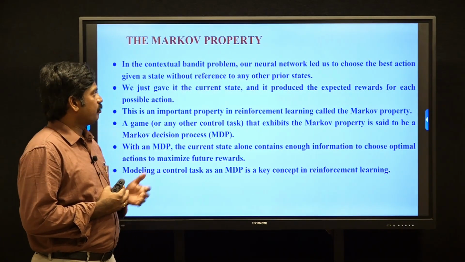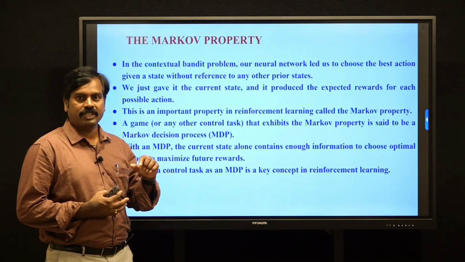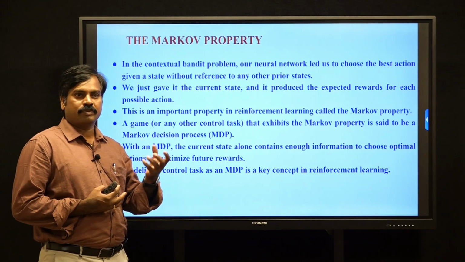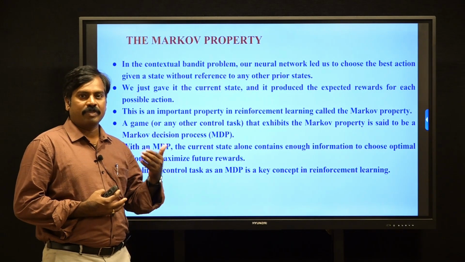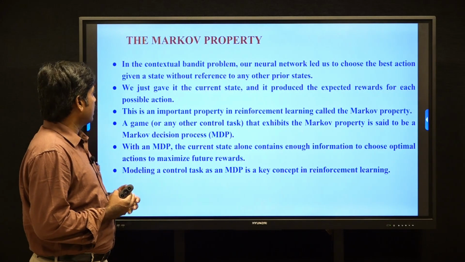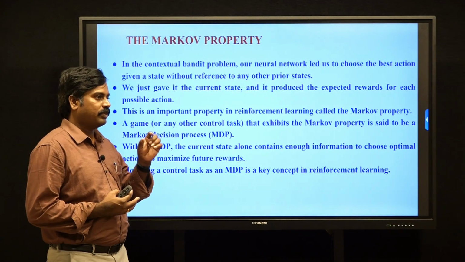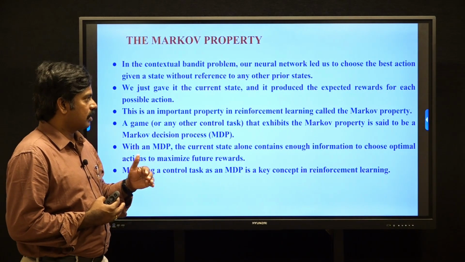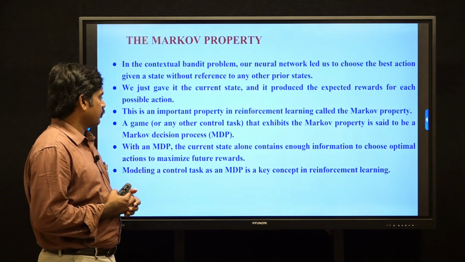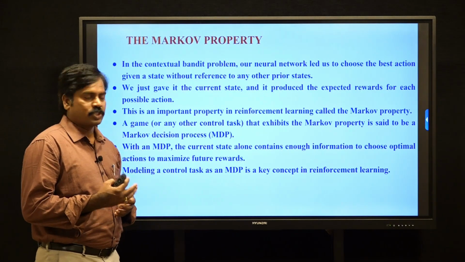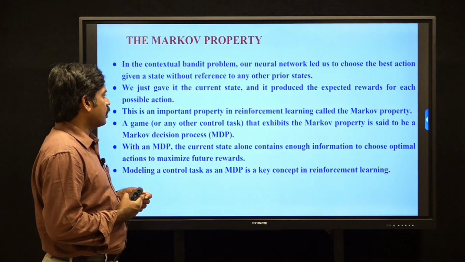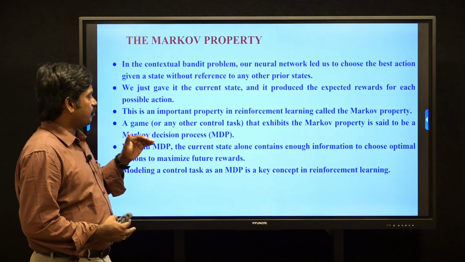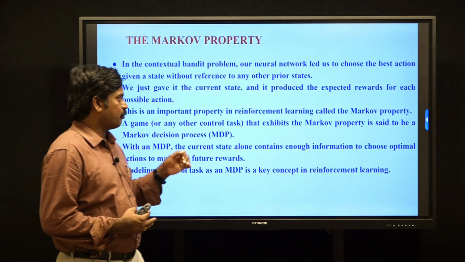In the contextual bandit problem, we consider the present situation of the state, only the current situation of the state. Based on the current situation of the state, we select the optimized action to get the best reward. That situation, that process, is called the Markov property. The Markov property is very important in reinforcement learning.